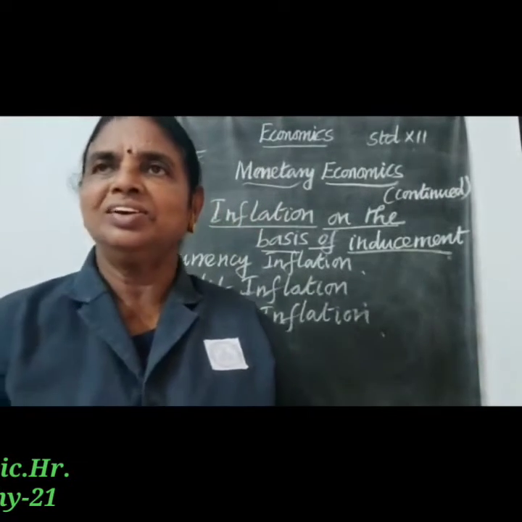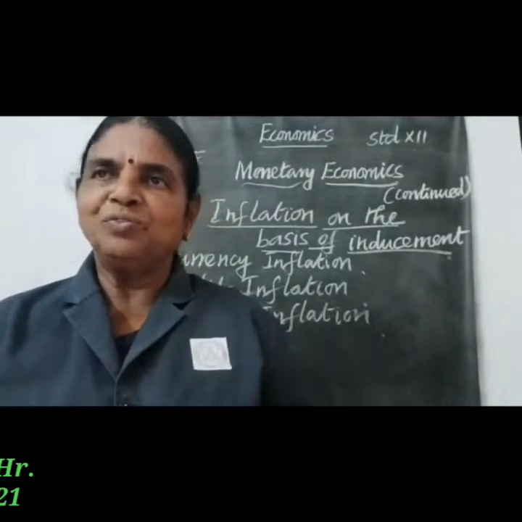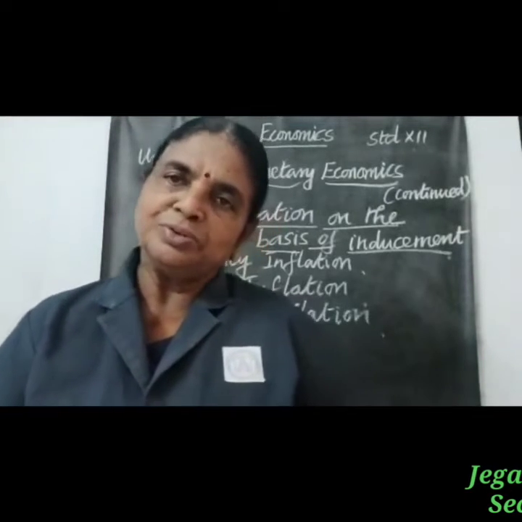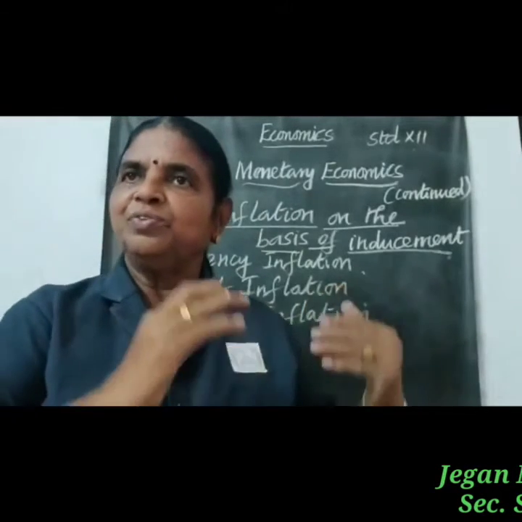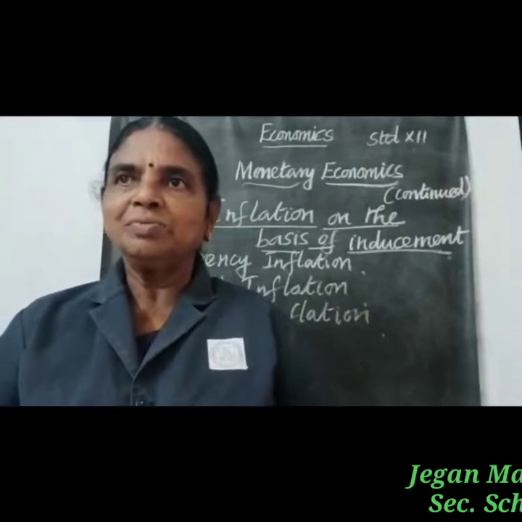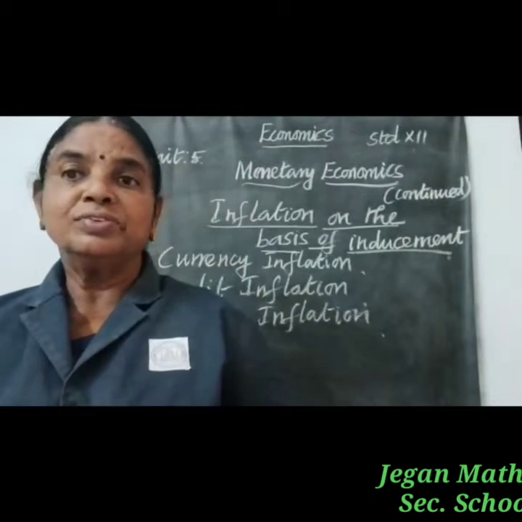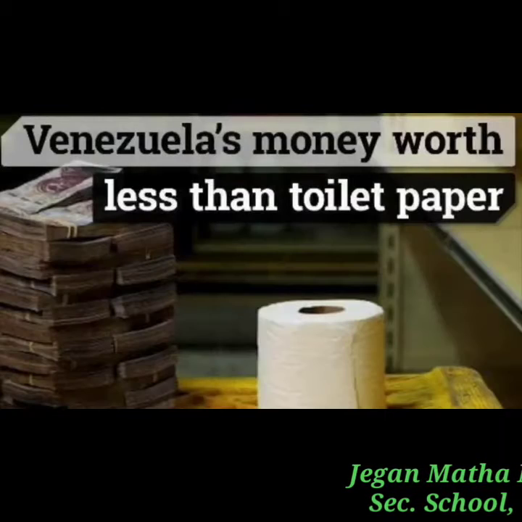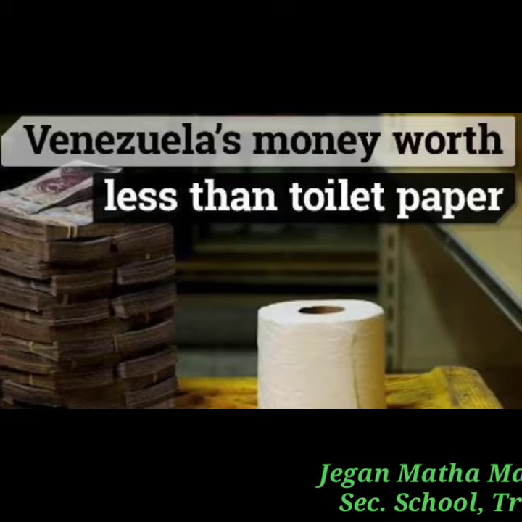So currency inflation, credit inflation, and third, deficit-induced inflation. Fourth, scarcity-induced inflation. Scarcity of goods and services, either due to a fall in production or due to hoarding or black marketing. The producers and the sellers, due to black marketing or hoarding or a fall in production, create scarcity of goods and services. Automatically, this pushes up the price level. This happened in Peninsula in 2018. So, scarcity-induced inflation.